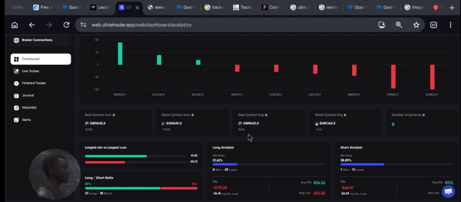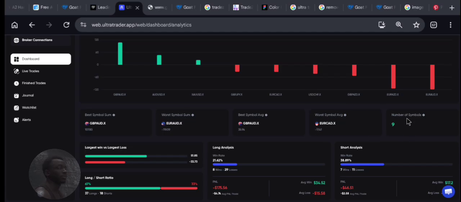So this is the pair that has made me the best on average. This is GBP/AUD, and here's the worst symbol, real card. That's made me lose the worst, that's made me lose on average, based on the average profit and loss per trade. That's made me lose minus $17.